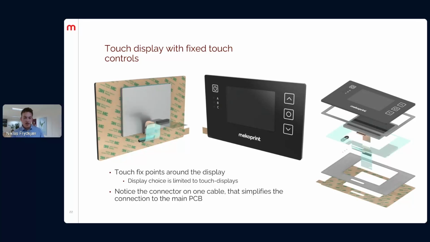The next example here combines a touch display with fixed touch buttons around the active display area. The touch screen gives flexibility in the user interface. The dedicated touch buttons give fast access to main functions. One thing to be aware of is that this solution requires a touch display in itself, so the display selection becomes more specific. A benefit in this type of construction is that the display and touch function can often be connected through a simplified cable setup to the main PCB, depending on the design, of course. It also gives a clean, flat front with fewer mechanical openings, which can be useful for sealing, cleaning, and visual design.